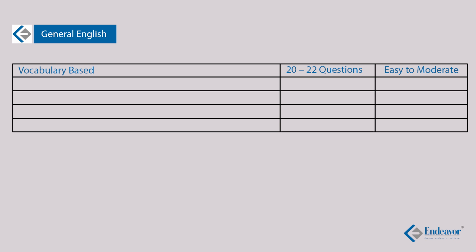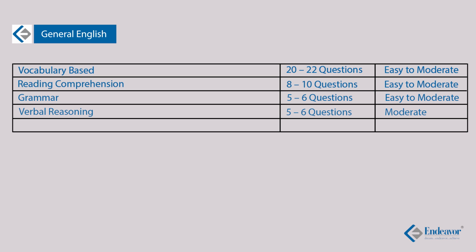First one being vocabulary based questions, second being reading comprehension based questions, third being grammar, and fourth being verbal reasoning based questions. In the entire paper, vocabulary is the most dominant part in the verbal ability section. So you can expect around 20 to 22 questions divided into different types of questions with synonyms, antonyms, filling the blanks, etc.